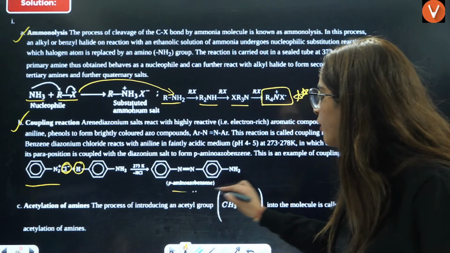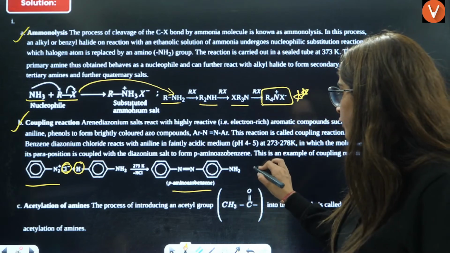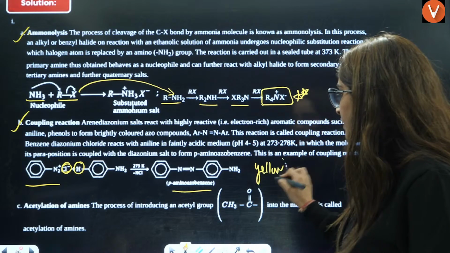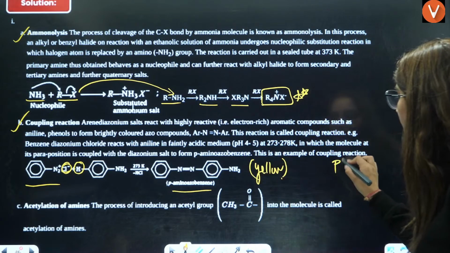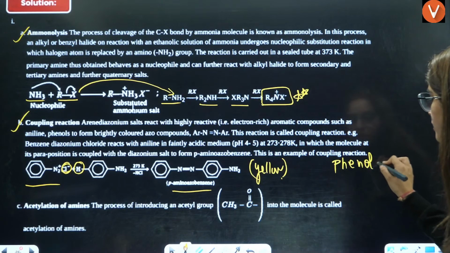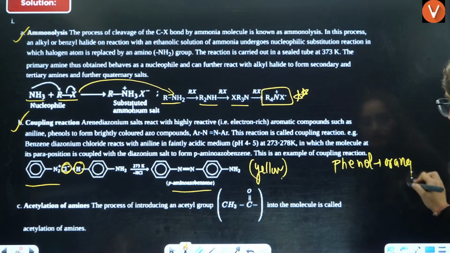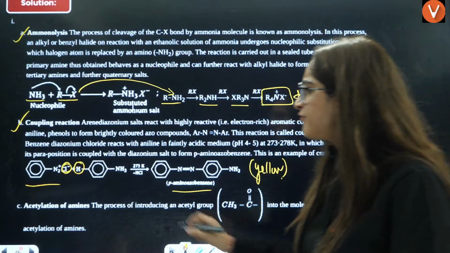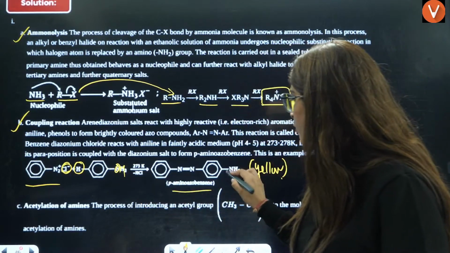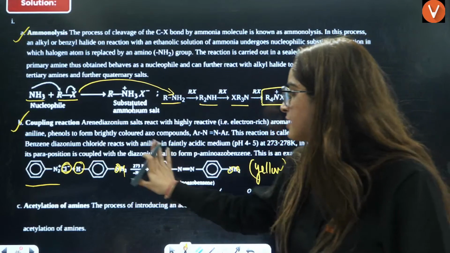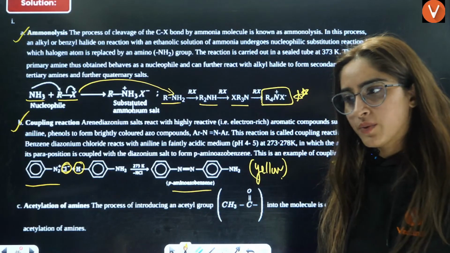So when you talk about aniline, it is going to give you a yellow color dye. Yellow color. When you have phenol, it is going to give you an orange color dye. Okay? In phenol, instead of NH2, you will have OH here. That's the only difference. Okay? That's the only difference you will have.